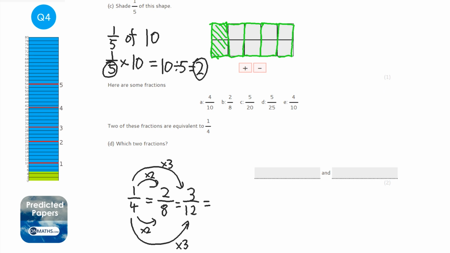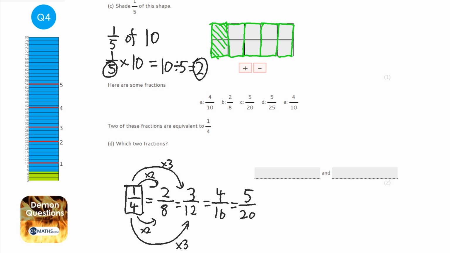Then I'm going to times them both by 4, and I'm just looking at this original fraction here. So it would be 4 over 16. And times them both by 5, 5 over 20. Now all those fractions are equivalent, which means the same as a quarter. So let's have a look at our list. Well, we've got 2 over 8 there, so it's that one. And we've got 5 over 20 there. So my answer is going to be fraction B and fraction C.